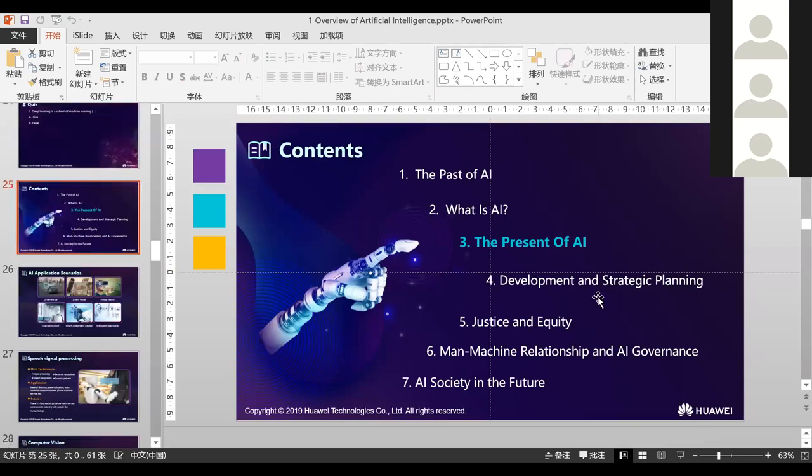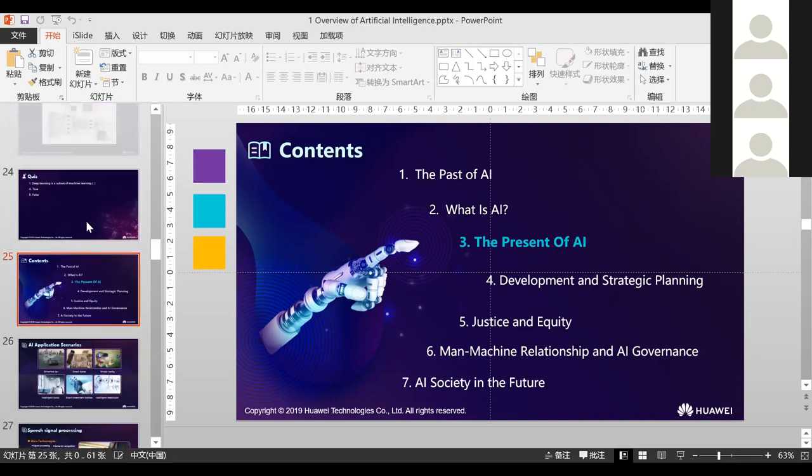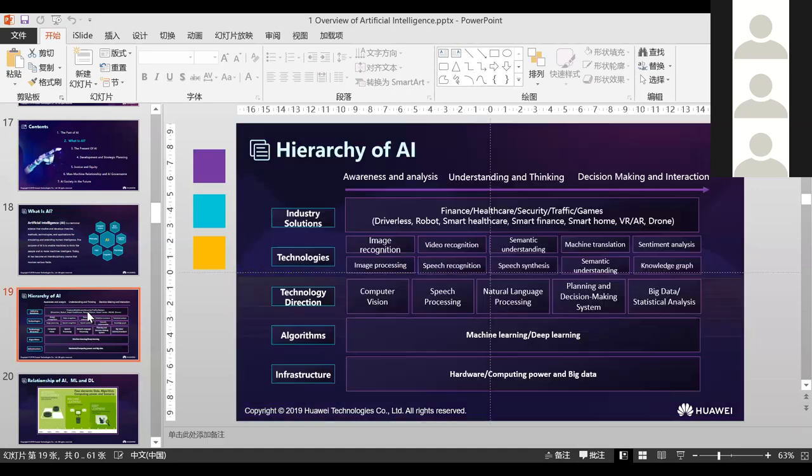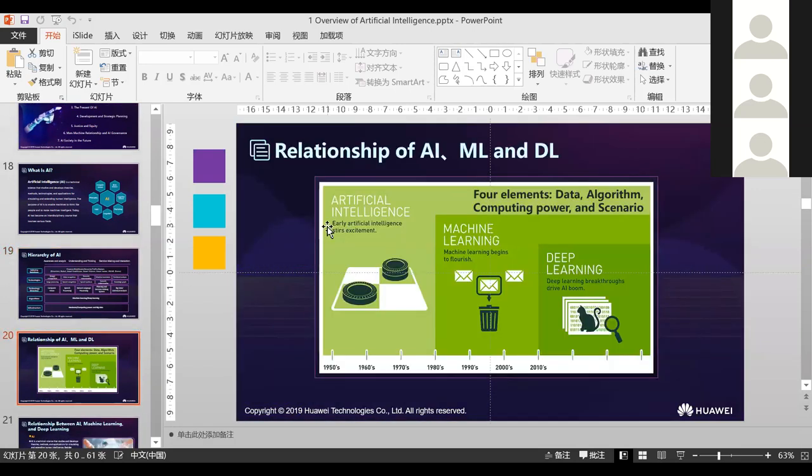Thank you. And so we will continue with the content in the first chapter, the overview of AI. In the last two chapters, we talked about the past of AI and what AI is. These are key points you may encounter during the certification exam. For the past of AI, we mentioned the birth of AI at the Dartmouth workshop in 1956, and the three schools of AI: symbolism, connectionism, and behaviorism. That is a key point of the first section. In the second section, what is AI, we gave the official definition of AI, then talked about the hierarchy of AI in industries. The key point of this section is the relationship between AI, machine learning, and deep learning.